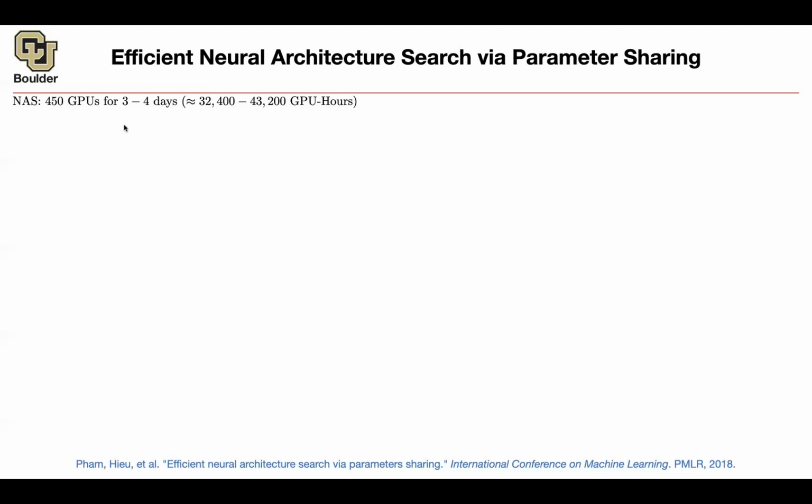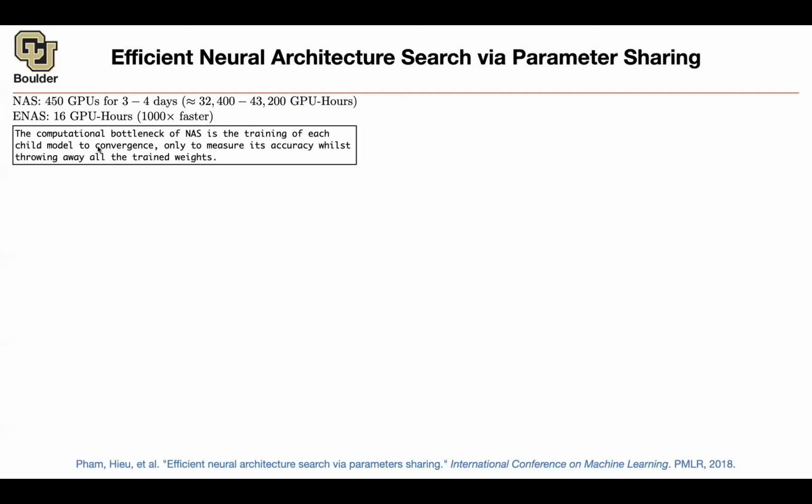Okay. Is there a way to make it more manageable and more efficient? Maybe perhaps do it in 16 GPU hours. Maybe use one GPU for 16 hours, and this is going to be thousands of times faster. So this you can do at home. Let's see. What is the bottleneck with neural architecture search?